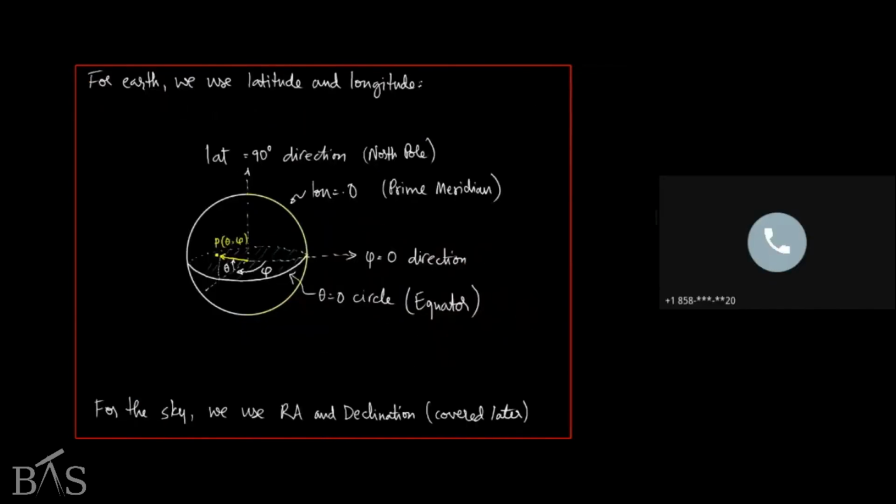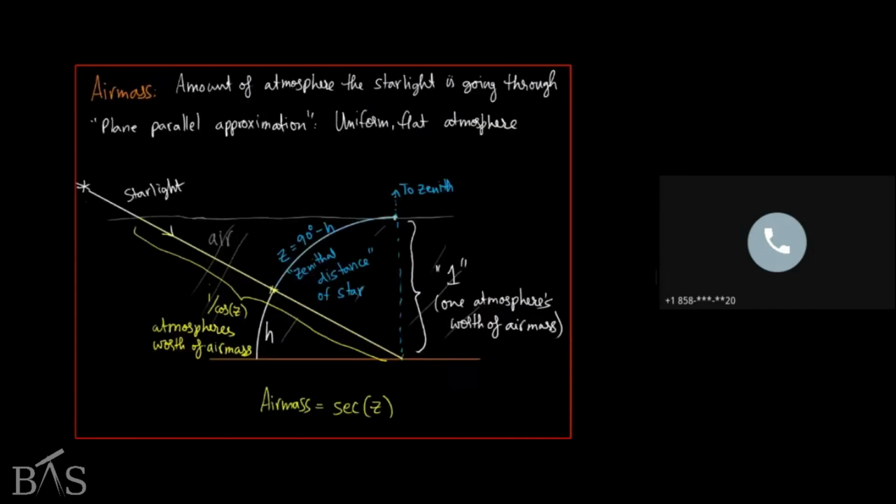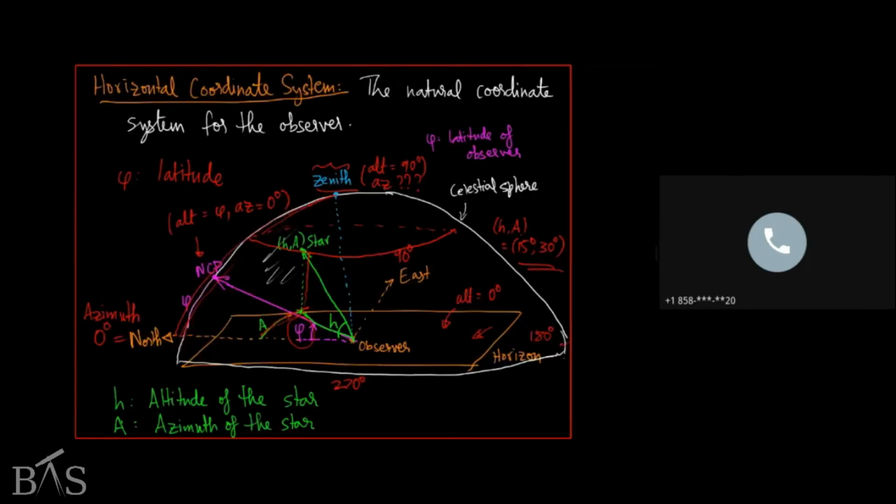Yes. Let me back up here just for everyone's convenience. So this is where we define latitude and longitude. For example, this is like the Arctic circle, a circle of fixed latitude. That is not a great circle. Whereas this is some meridian, maybe let's say 82 degrees west. Okay. That's part of a great circle. Okay. Any other questions?